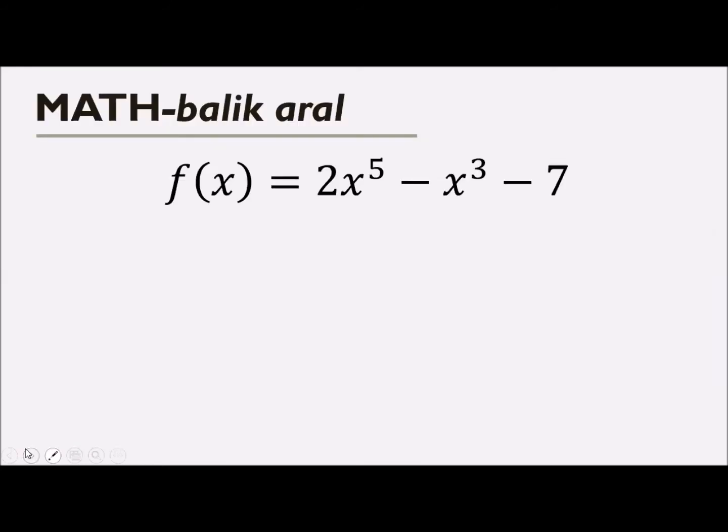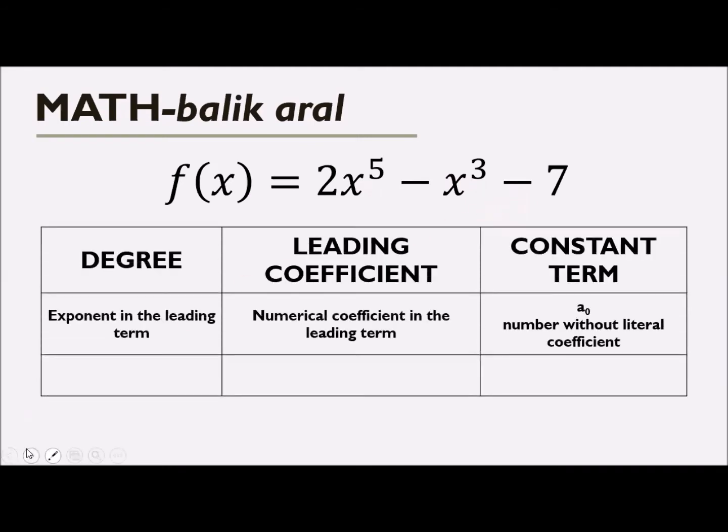Using examples, we have here f of x is equal to 2x to the 5th power minus x cubed minus 7. In this case, let us focus on the degree, leading coefficient, and the constant term. Once we say degree, it pertains to the highest exponent. Let me write it. Highest exponent. In this function, which has the highest exponent? That is 5.